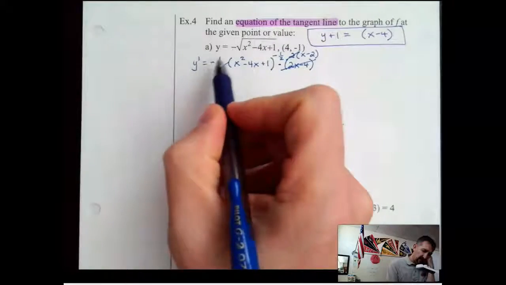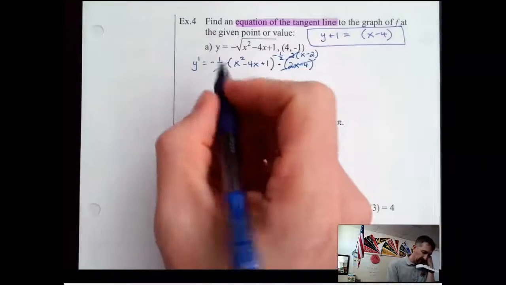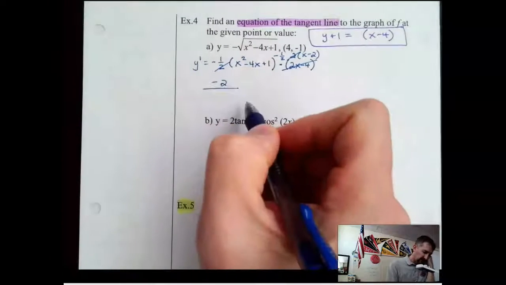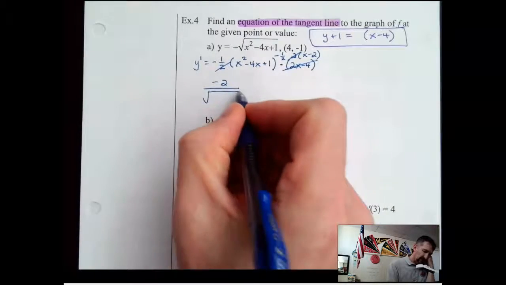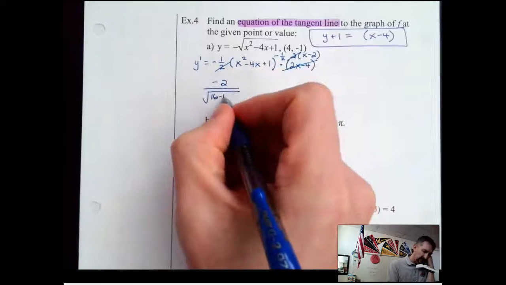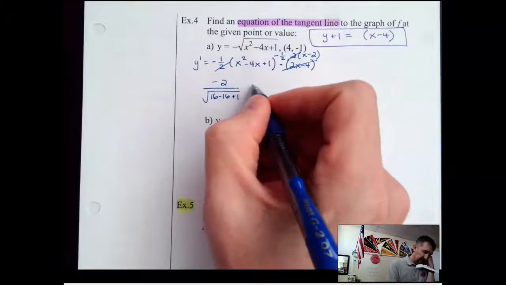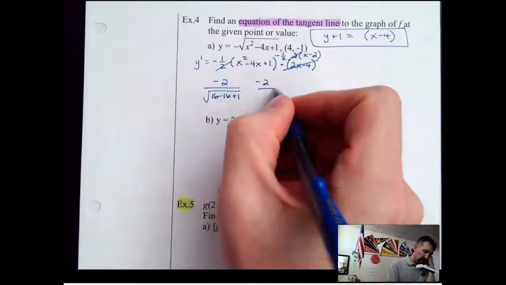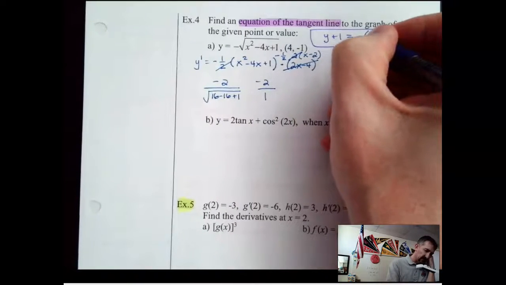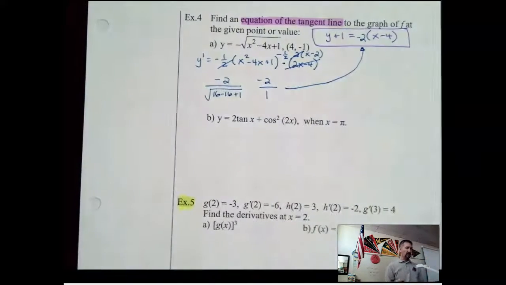So now, if you think about your numerator, we have negative 1 times 4 minus 2. So that's going to be negative 2. This is all going to drop to the denominator. And if I plug 4 in there, that's going to be 16 minus 16 plus 1. So that's going to be negative 2 over the square root of 1, which is 1. So that's going to be negative 2. All right.